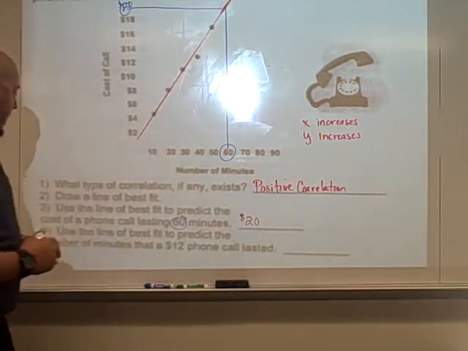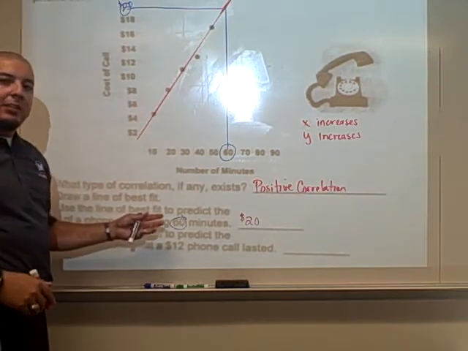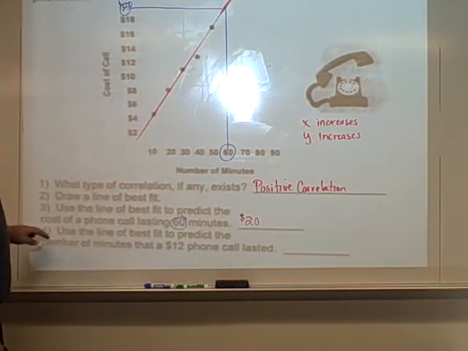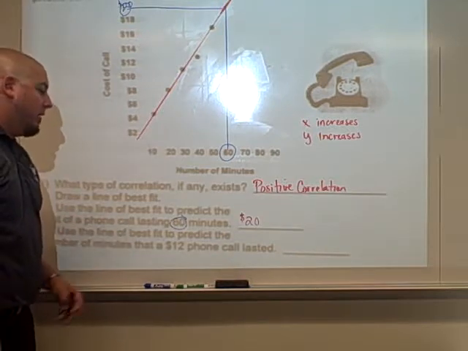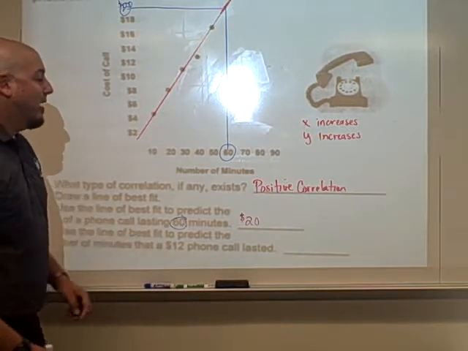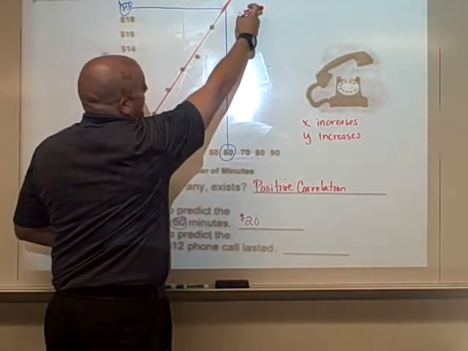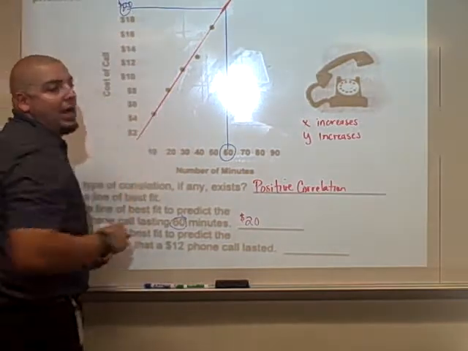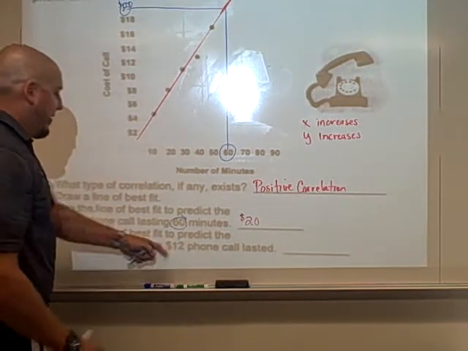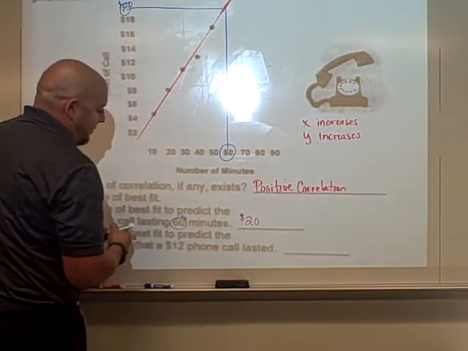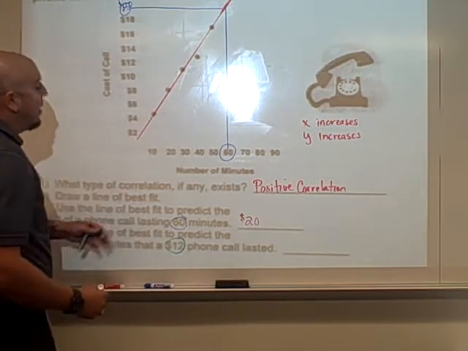Okay? Now, here's where it gets a little interesting. Number 4 says, use the line of best fit to predict the number of minutes that a $12 phone call lasted. Earlier, when we did the games played, we stayed on the x-axis, drew our line up to the graph, and then we took a left and went to the y-axis. This time, they're giving us information about the cost, the dependent value, $12.